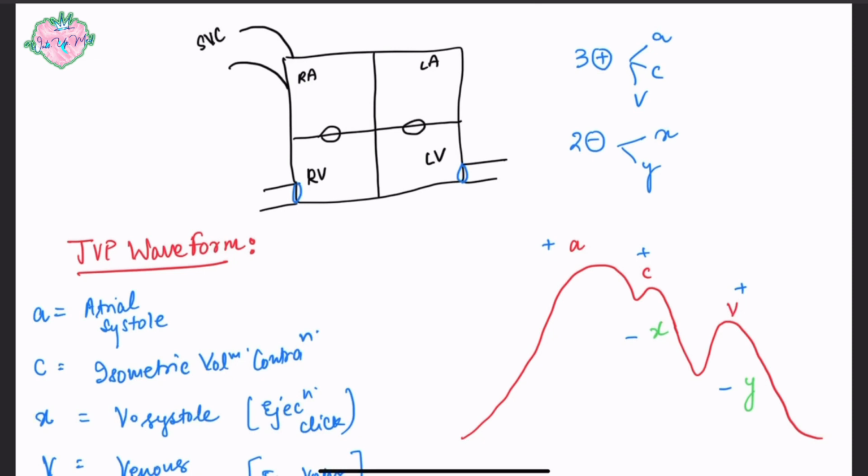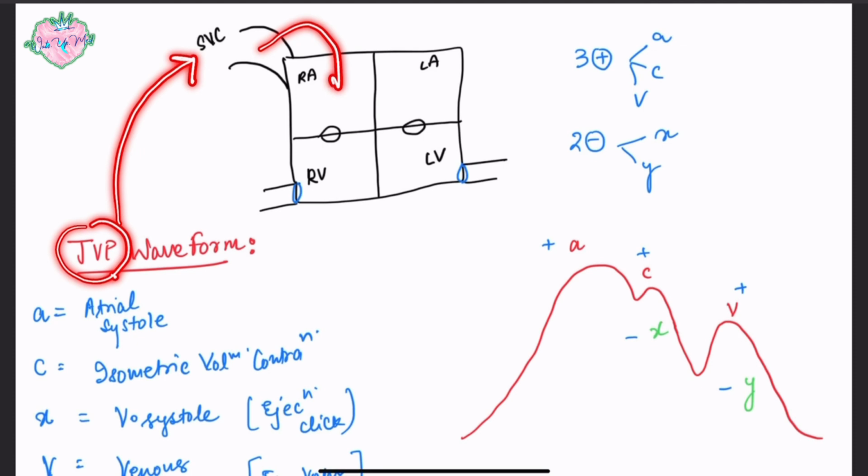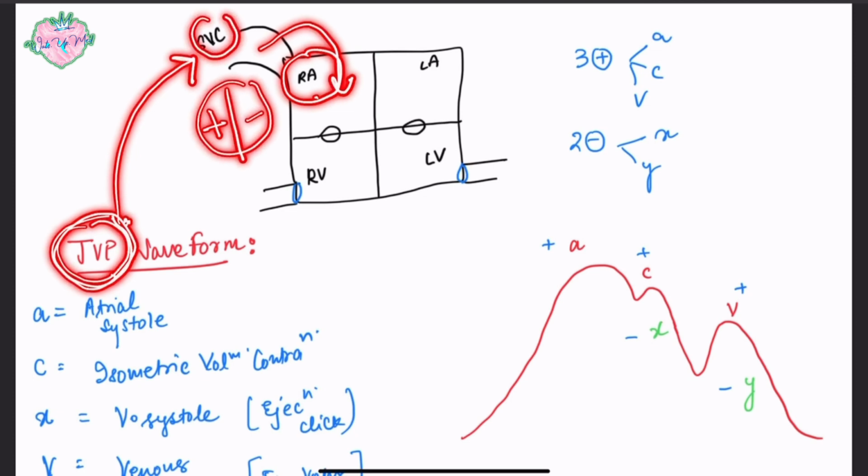We're going to learn about the JVP waveform, which is basically the measure of the jugular vein. JVP is jugular venous pressure, and it is connected to the superior vena cava, which is connected to the right atrium. So you can say that JVP is indirectly the presentation of the pressure in the right atrium. As the pressure in the right atrium increases or decreases, it reflects the changes in the superior vena cava pressure, and in turn it reflects the changes in the JVP, which can be easily measured.